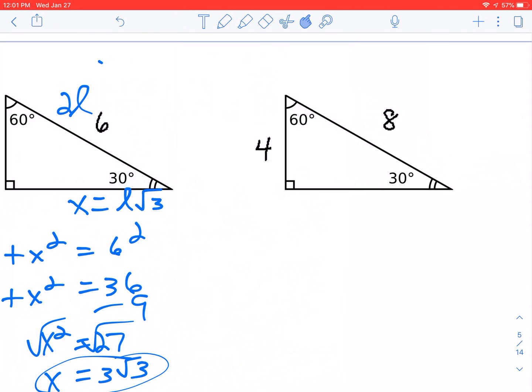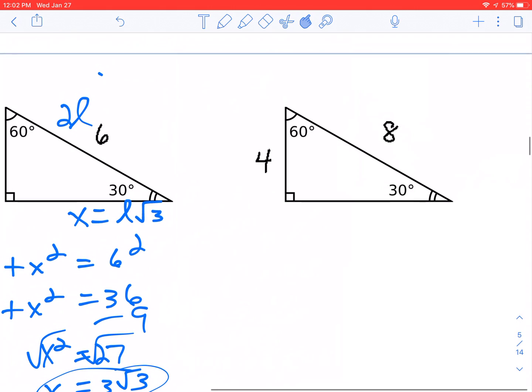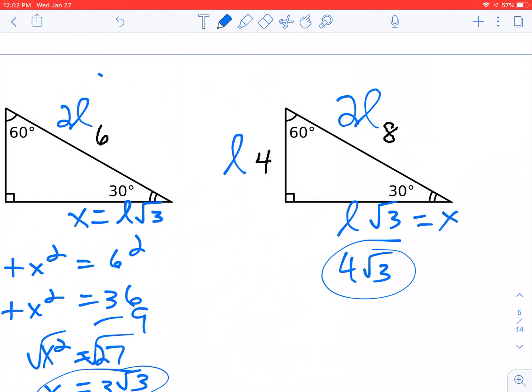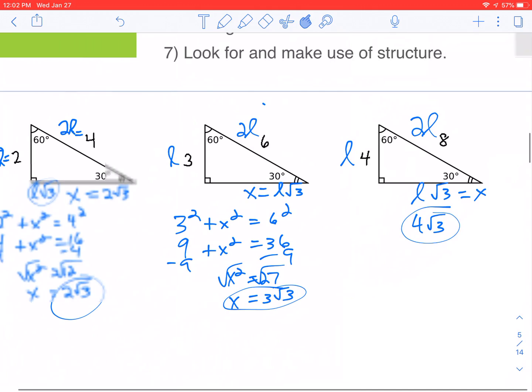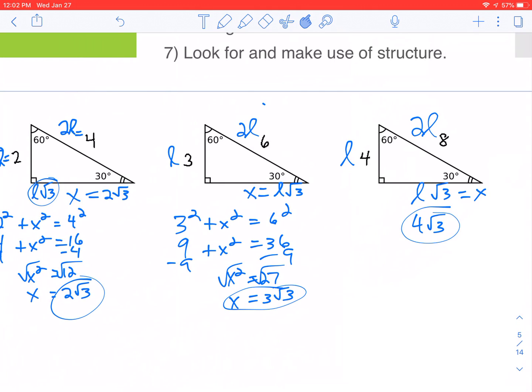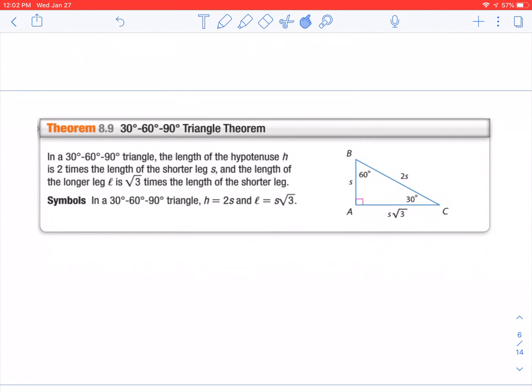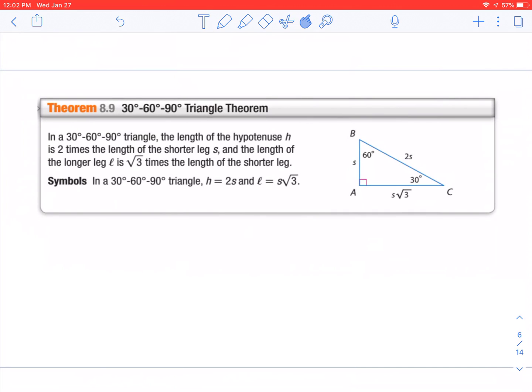And what you're going to do here is, if I know L, here's 2L, here's L root 3, equals X. Then all I need to do is plug in the number for L, which is 4, and you get 4 root 3. So whatever that smaller number is, we find the other side by multiplying by root 3. All right, so here's what we just proved on the triangles.